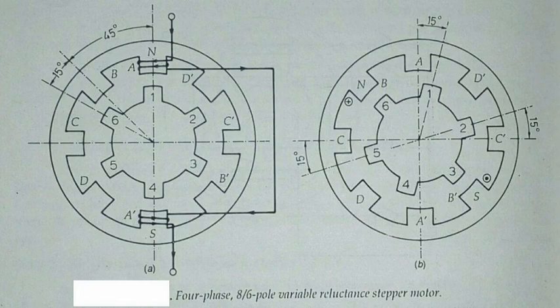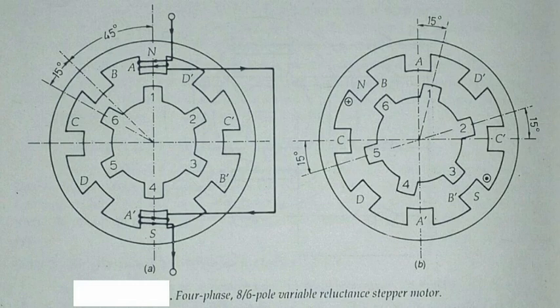The phase A coil A dash is excited. Rotor teeth numbered 1 and 4 are aligned along the axis of the phase A winding. The rotor occupies the position shown in figure A.